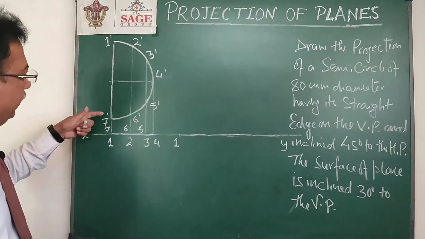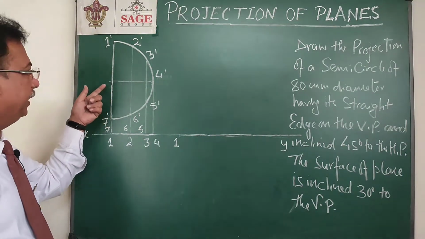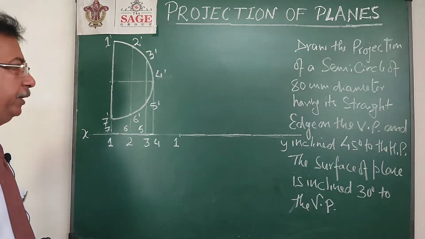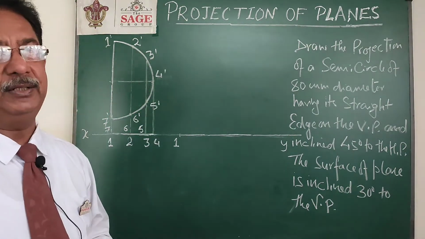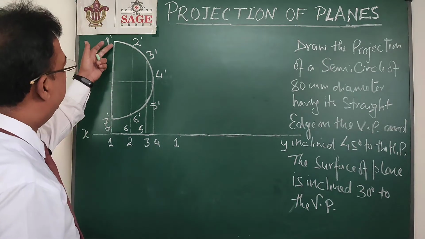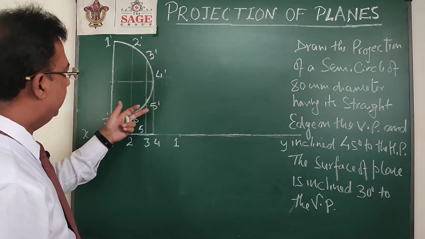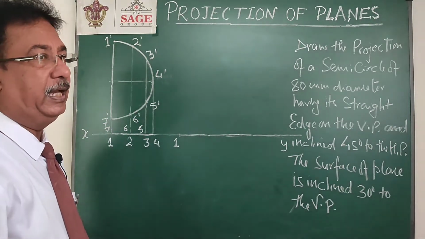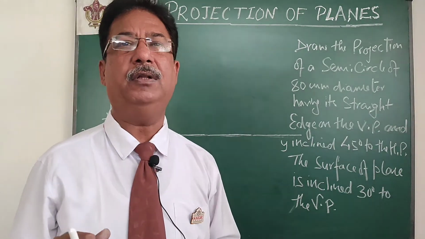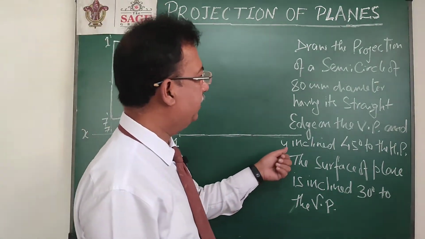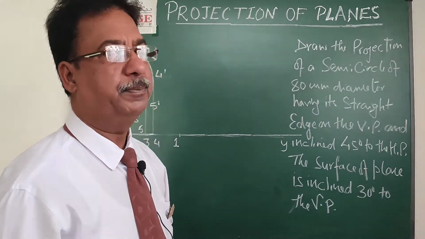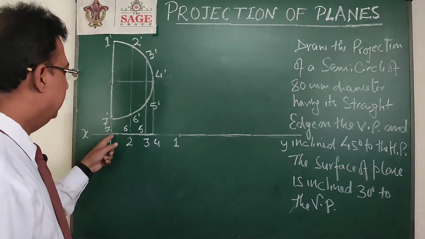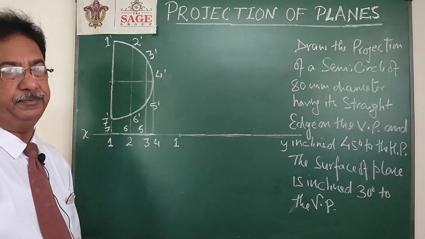In the front view I have kept this straight edge perpendicular to the HP. After that I have divided this semicircle into 6 equal parts. Naming should be 1 dash, 2 dash, 3 dash, 4 dash, 5 dash, 6 dash and 7 dash. As we have kept this plane on the VP, because they are saying one of the straight edges is on the VP, I have taken that. Suppose that the plane will be on the VP, so the top view will be on the reference line.